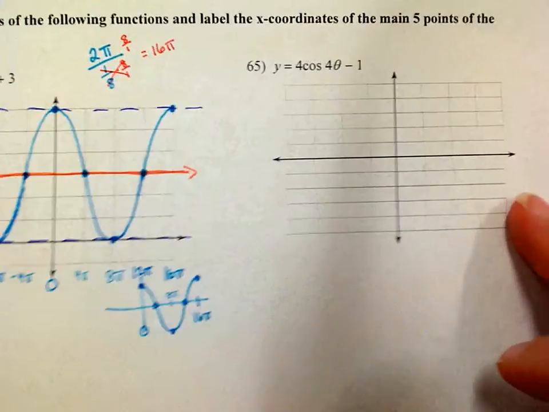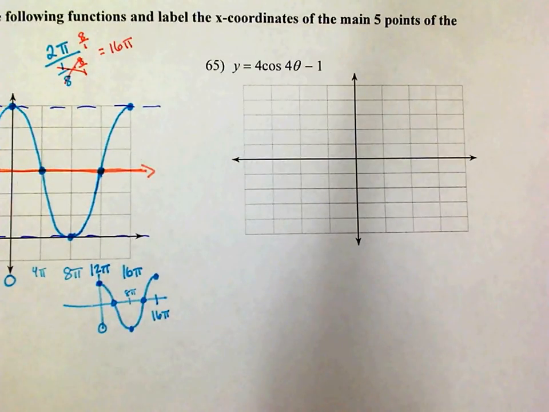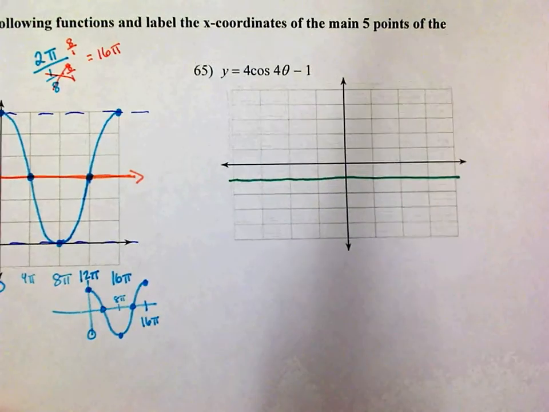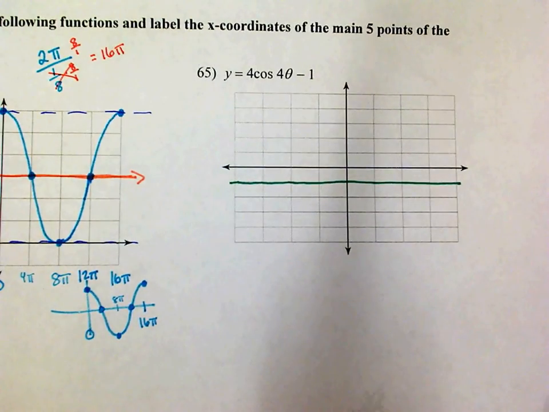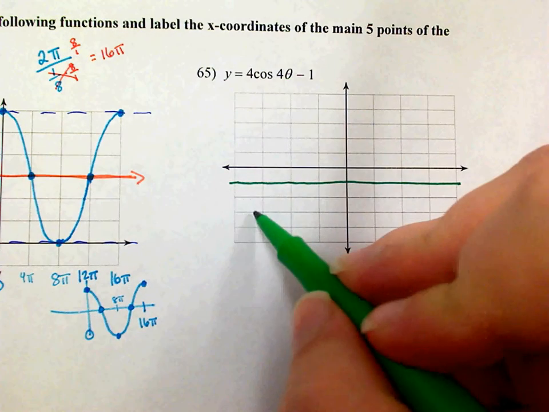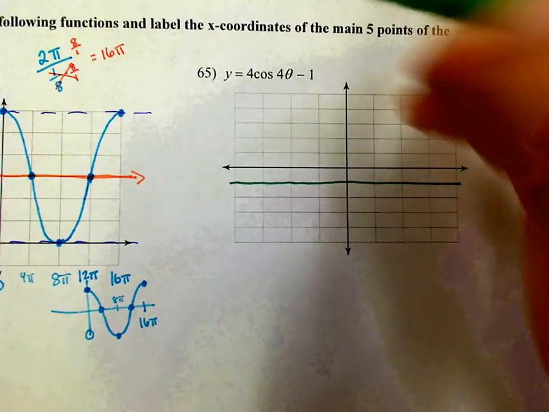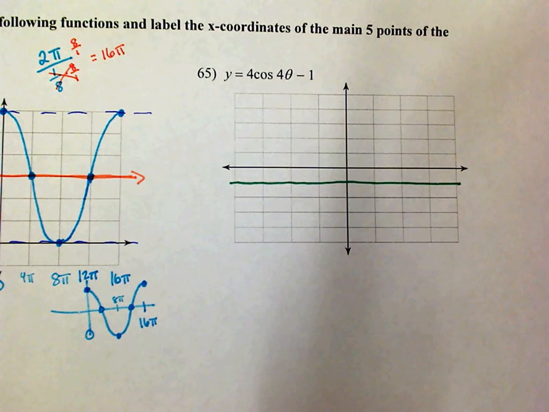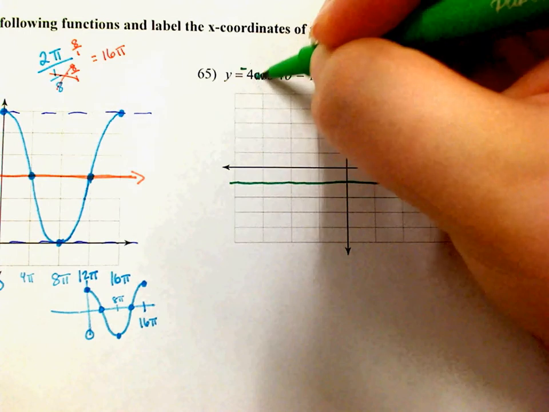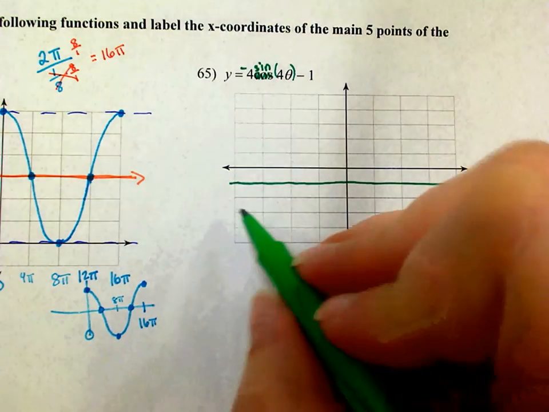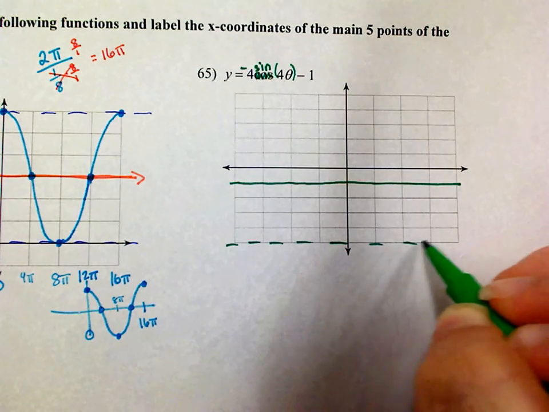One more. 4 cosine of 4 theta minus 1. So the minus 1 on the outside is my vertical shift, which tells me my midline. So down 1. The 4 in the front tells me my amplitude. So I've got my amplitude of 4. So 1, 2, 3, 4. Are you serious? I did 2 cosines. I'm gonna make that a negative sign. Okay, so 1, 2, 3, 4. 1, 2, 3, 4.